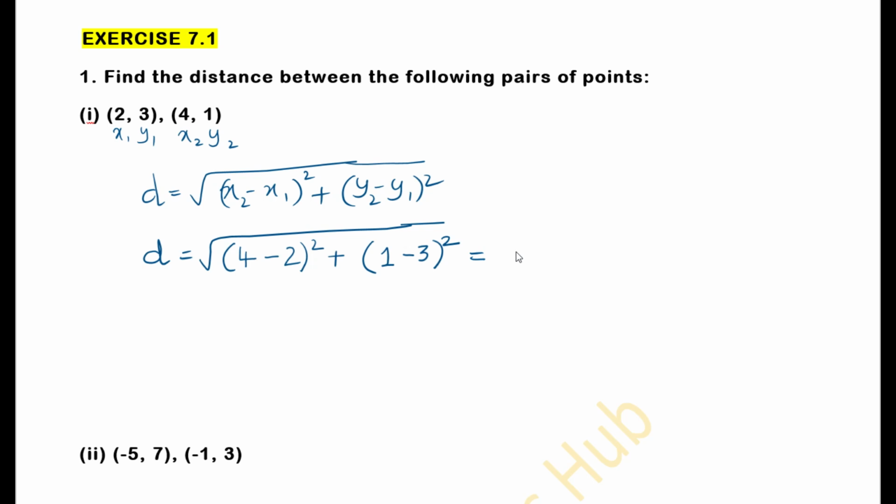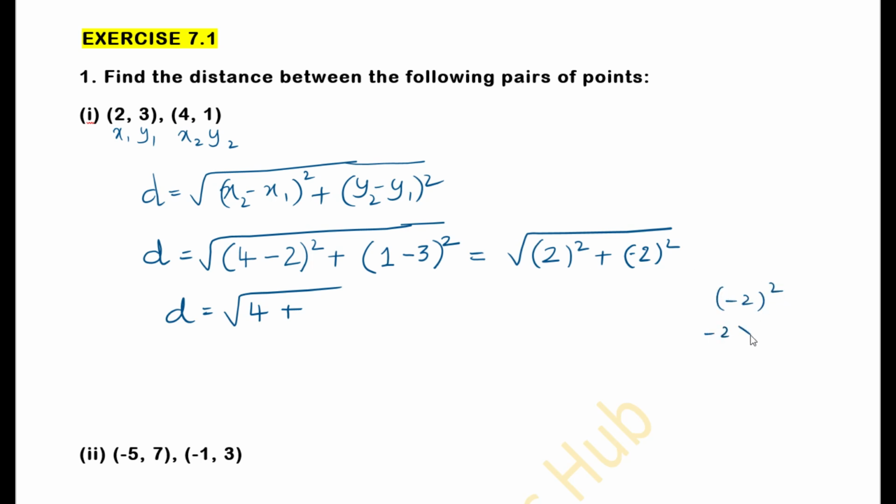Now what is 4 minus 2? 4 minus 2 is 2 whole square as it is, plus 1 minus 3 is minus 2, because you are subtracting a bigger number from the smaller number. Subtract and put the bigger number's sign, that is 3 minus 1 is 2 and the bigger number's sign is minus, so minus 2 whole square. Now d equals square root of 2 square is 4, 2 2s are 4. In the same way, minus 2 square equals minus 2 into minus 2. We get minus into minus plus, 2 2s are 4. Therefore, we get 4.